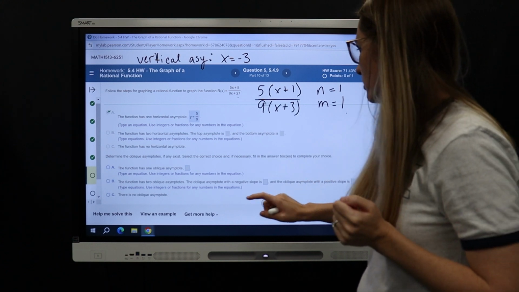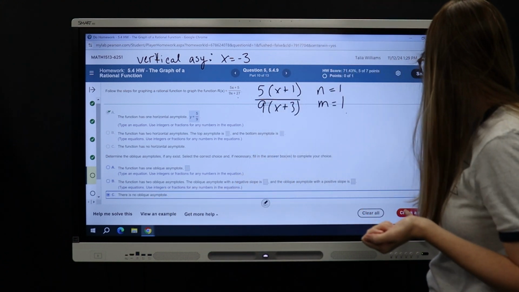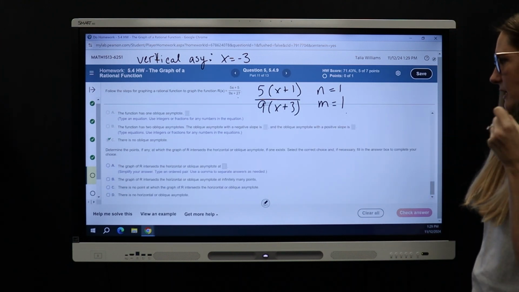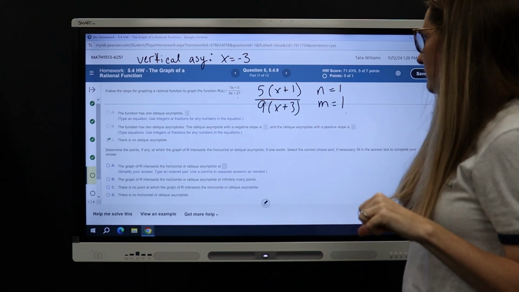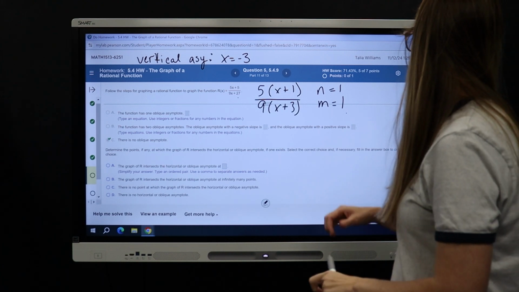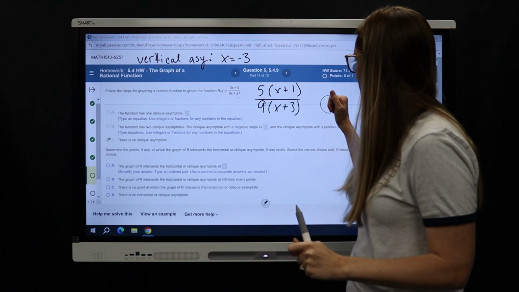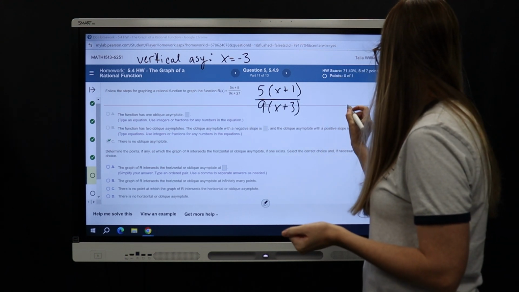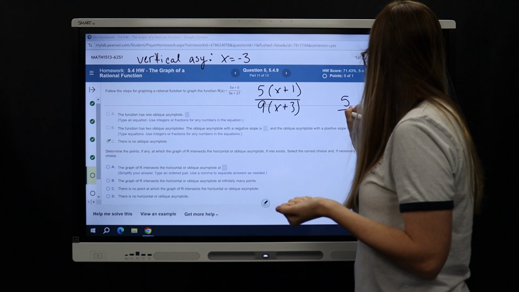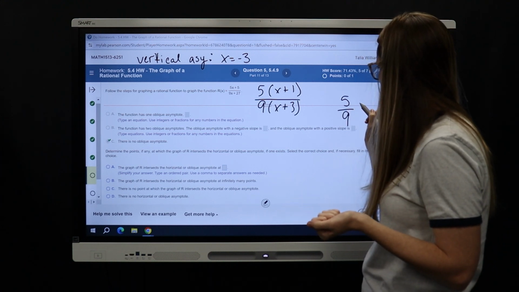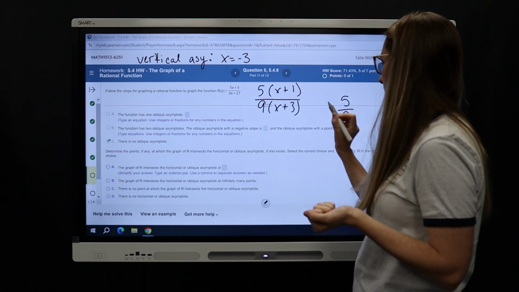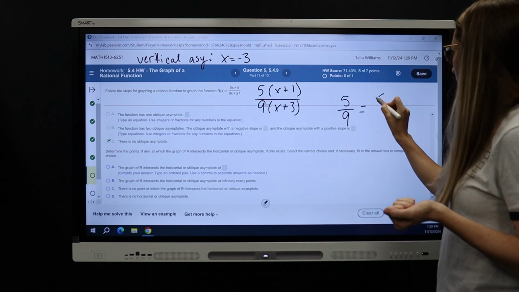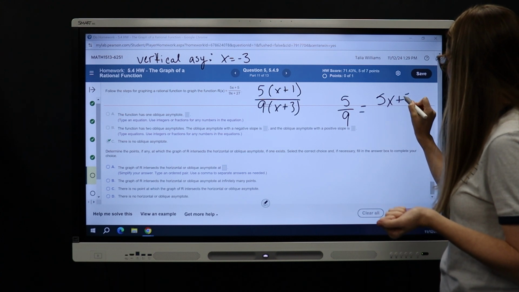We had a horizontal, so we do not have an oblique. And then they're going to ask us if that intersects our graph. So we're going to put 5/9 in for y and solve for x. So where do I want to do that? 5/9. I'm deciding if I want to use our factored one or our unfactored one. Let's do the unfactored one and see where we get.